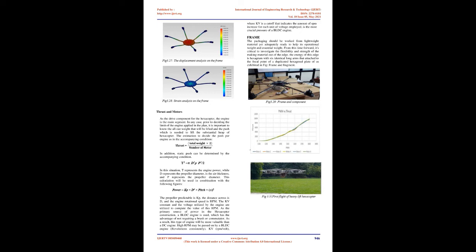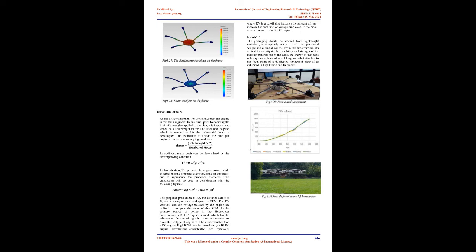In any case, prior to deciding the limit of the engine applied in the plan, it is important to know the all-out weight that will be lifted and the thrust which is needed to lift the substantial load of the hexacopter. The estimation to decide the thrust per engine is as in the following equation. In addition, static thrust can be determined by the following equation.